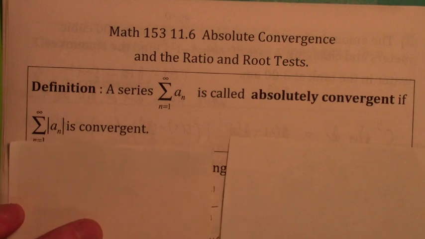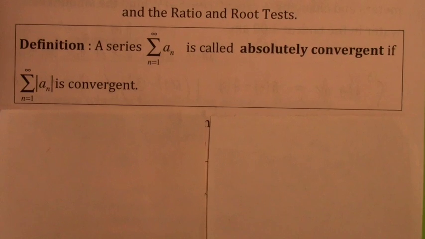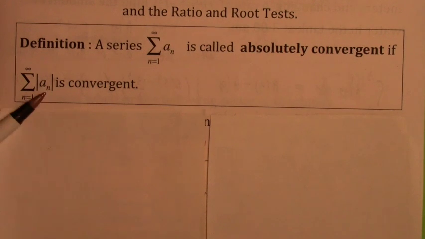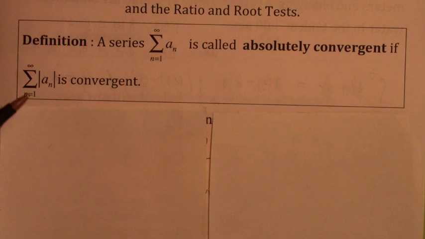So the definition of absolutely convergent: a series is absolutely convergent if the absolute value of the terms, the series of absolute values, is convergent. So right off the bat, what that says is if you have a positive term series that converges, if every term is positive and the series converges, then it's absolutely convergent because the absolute value of each term is just the term. So that's one thing.